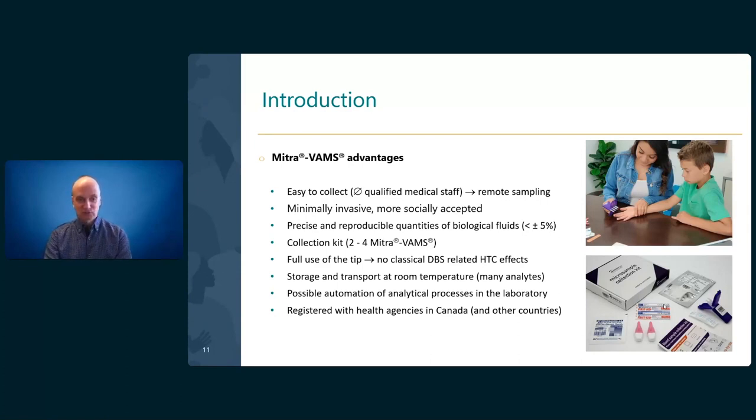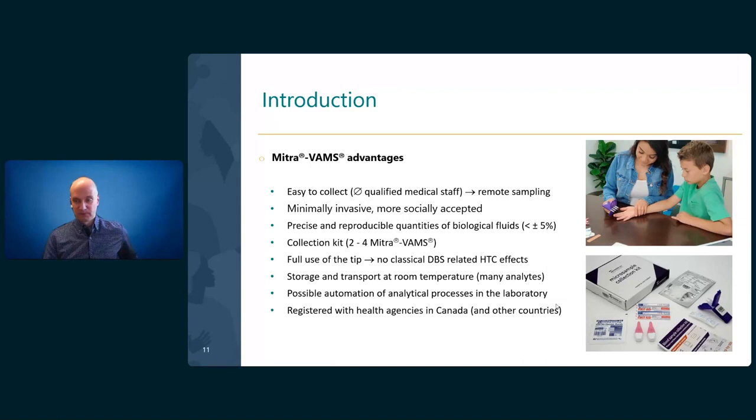So it allows you to collect precise and reproducible quantities of biological fluids. We use it here for whole blood, but it can be used for saliva, for urine as well, water, and so on, so other kinds of liquids. And it comes in a collection kit with 2, 3, or 4 Mitra devices. A full collection kit is shown here on the right side, the lower picture. So it comes with everything needed for sampling.